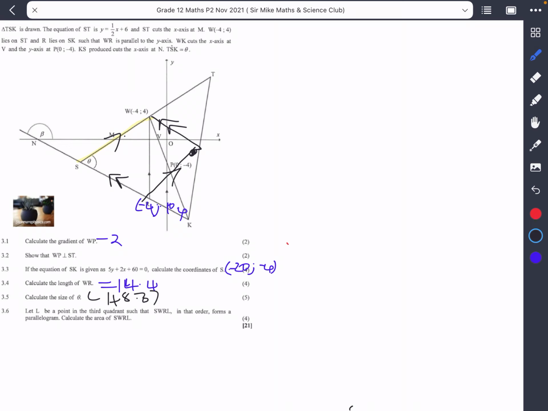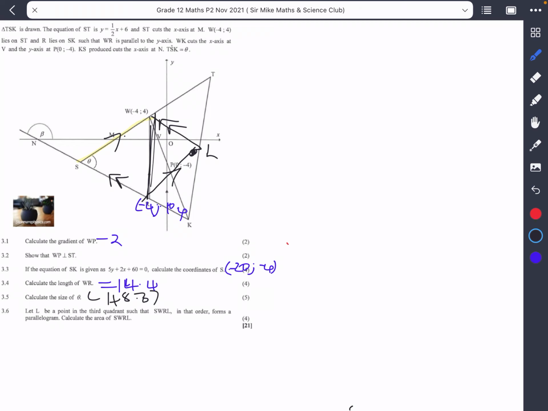So this would be point L. So they're saying that calculate the area of SWRL. Now there isn't a direct way to calculate the area of that quadrilateral, of that parallelogram, but we actually know that of course this line cuts that parallelogram in half, right?